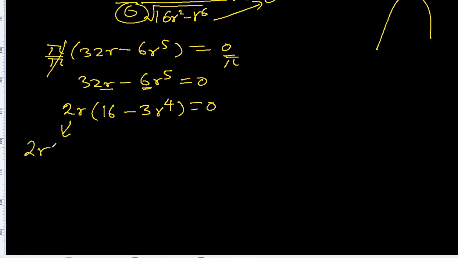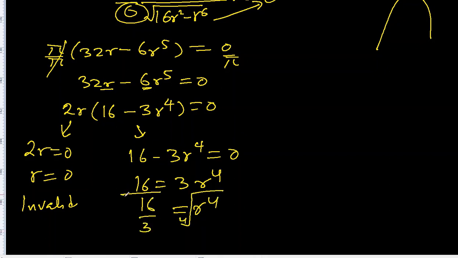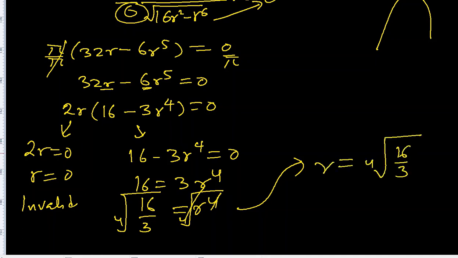So this can give us either 2r equal to 0, which is r equal to 0, and the radius cannot be equal to 0. So this answer is invalid. We will not accept this answer. This will give us an answer: 16 minus 3r to the power 4 equal to 0. 16 equal to 3r to the power 4. R to the power 4 equal to 16 divided by 3. And now find the fourth root of both sides. The fourth root and 4 cancel out. R is equal to the fourth root of 16 over 3.